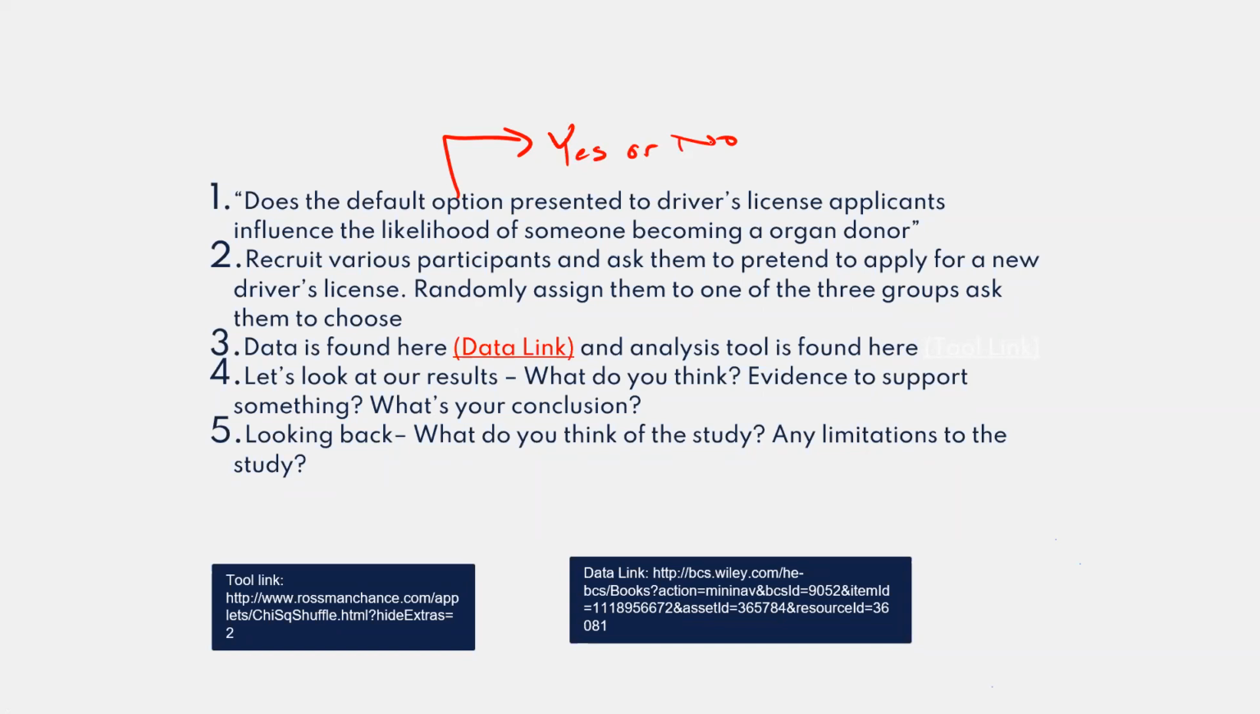The second step in the process was to recruit various participants. This is your data collection and experimental design. Recruit various participants and ask them to pretend to apply for a new driver's license. Then randomly assign them to the groups.